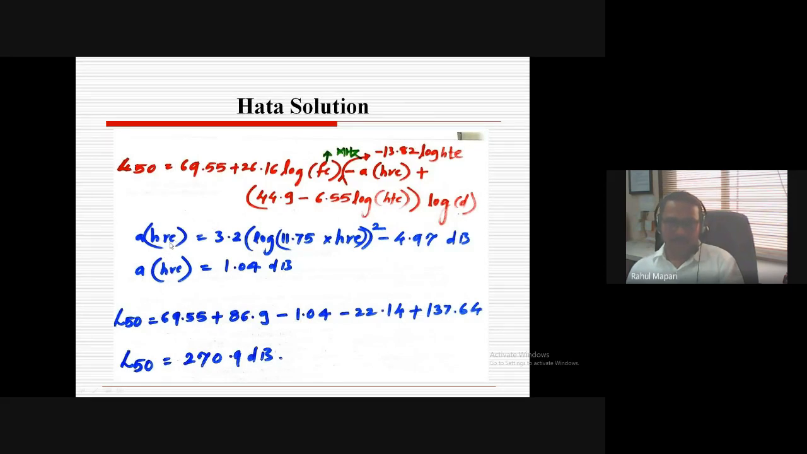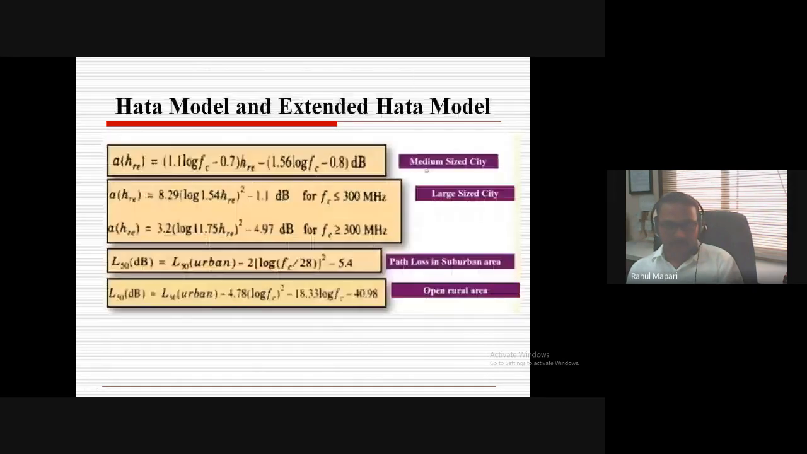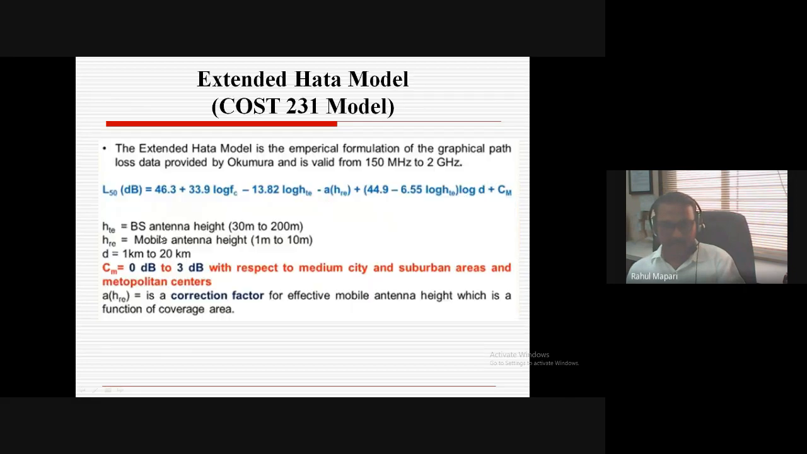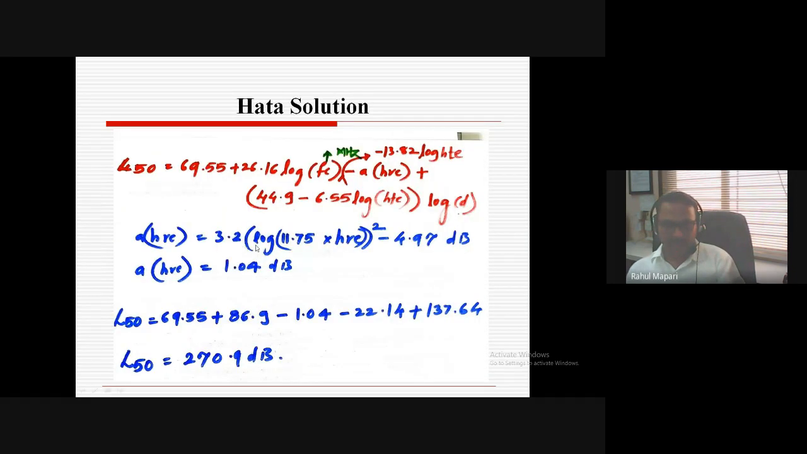Here this AHRE value, we need to find out. It depends upon the conditions. Here it is a large size city, and FC is 2.1 gigahertz. That's why we need to use this equation for AHRE. This equation gives AHRE is equal to 1.04 dB. And the remaining values are already given.